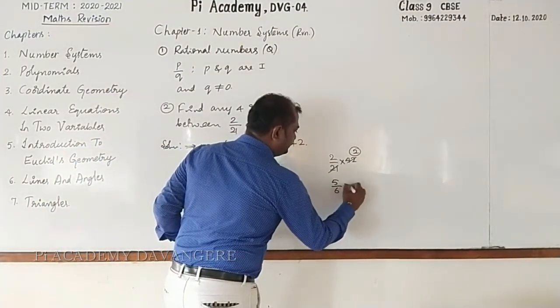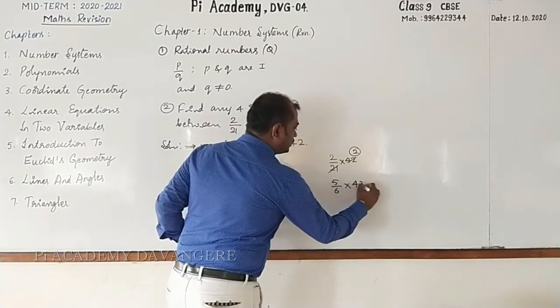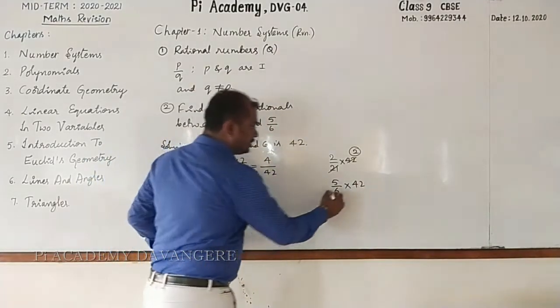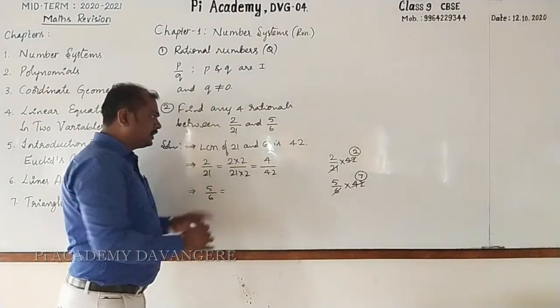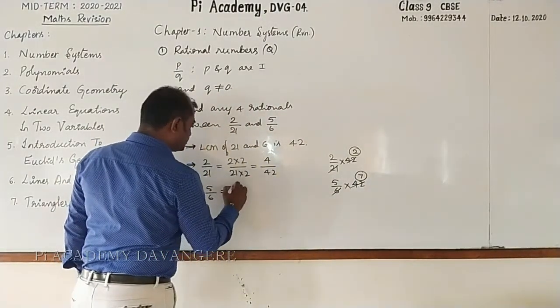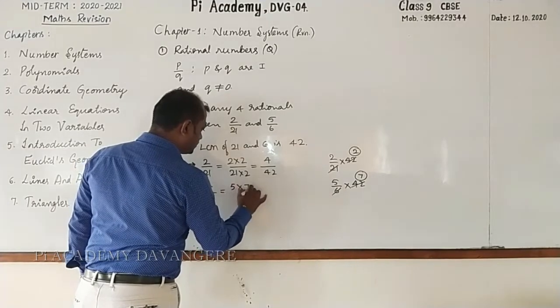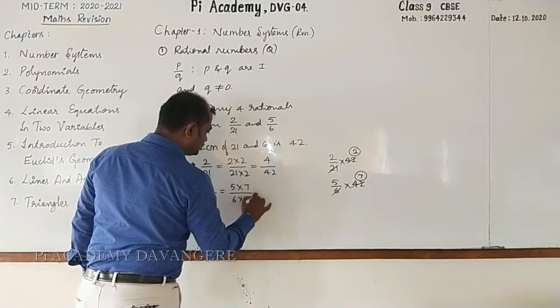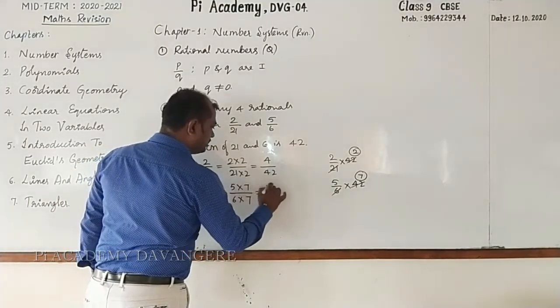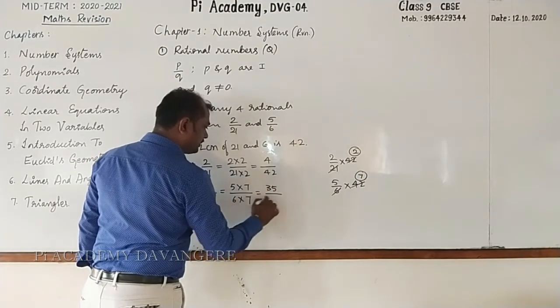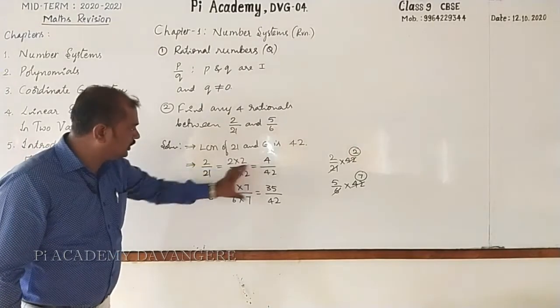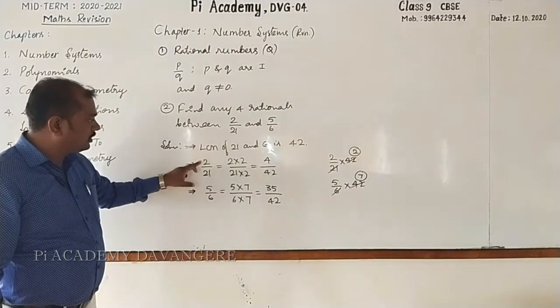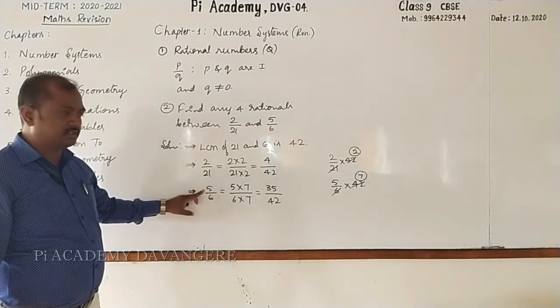Next. Let me take the second one, that is 5 by 6. Divide 42 by 6. Now cancel it. 1s are 6, 7s are 42. Multiply 7 to the numerator as well as the denominator. It is 5 into 7 by 6 into 7. 5 7s are 35. 6 7s are 42. Got it? So these are the 2 equivalent fractions of 2 by 21 and 5 by 6.